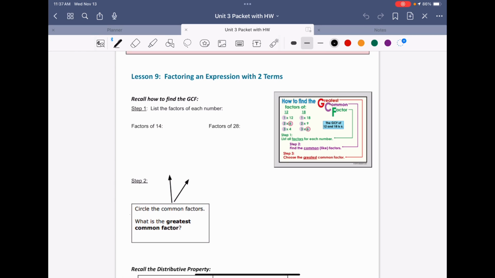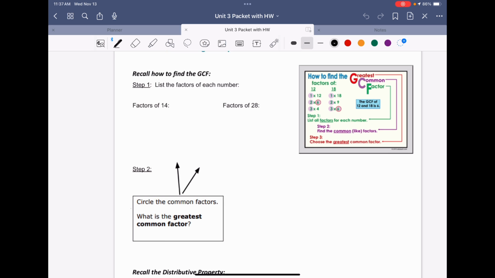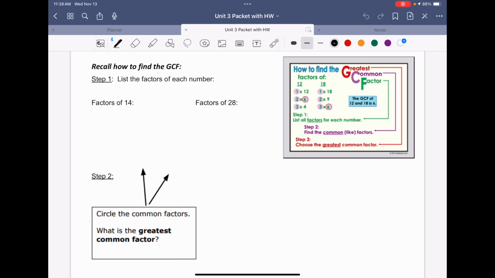Okay, we're on lesson 9, which is going to be on factoring an expression with two terms. So first, before we actually go into factoring, we're going to talk about how to find the GCF, or the greatest common factor. When we find factors of numbers, we're going to set up a chart that's going to help us figure this out. So I'm going to write my number first, like this, so 14.